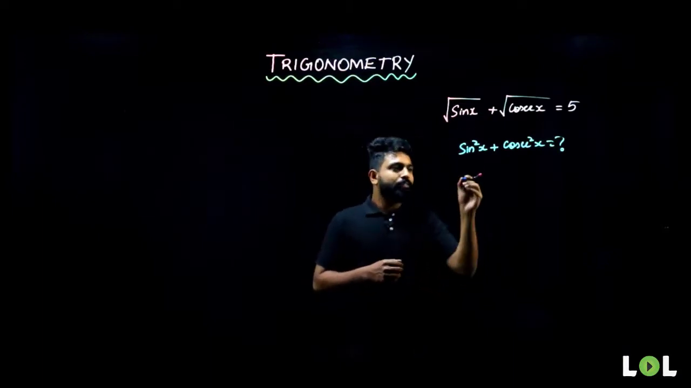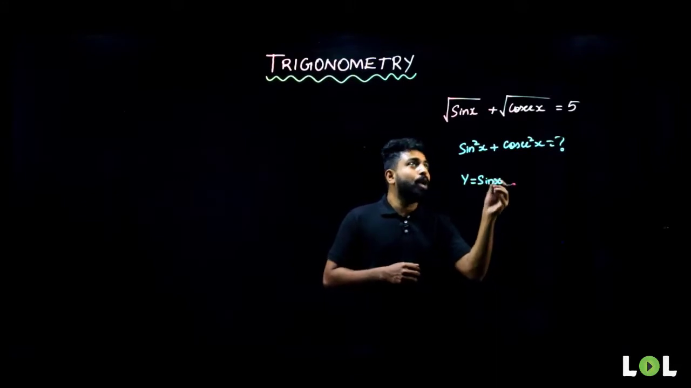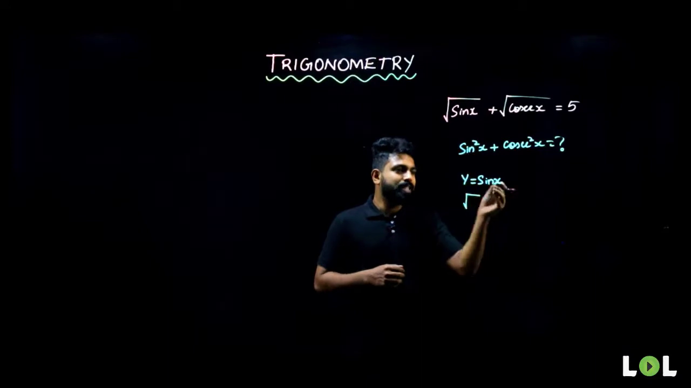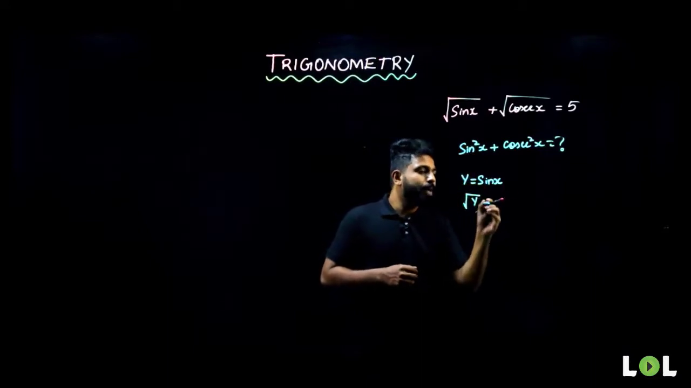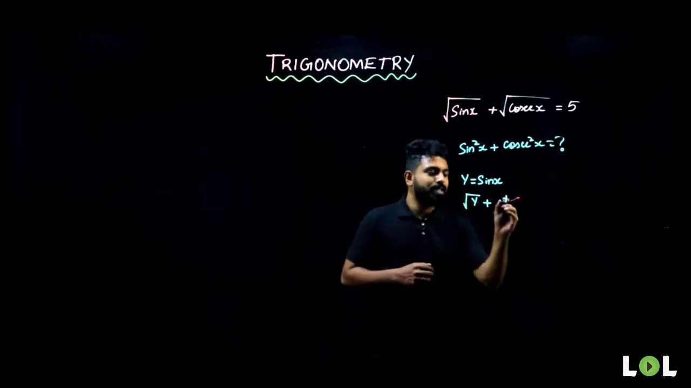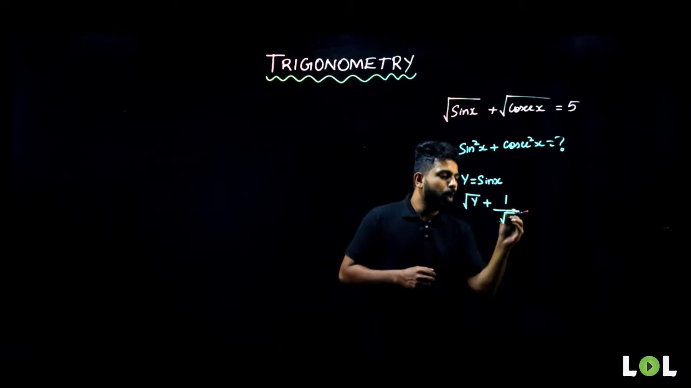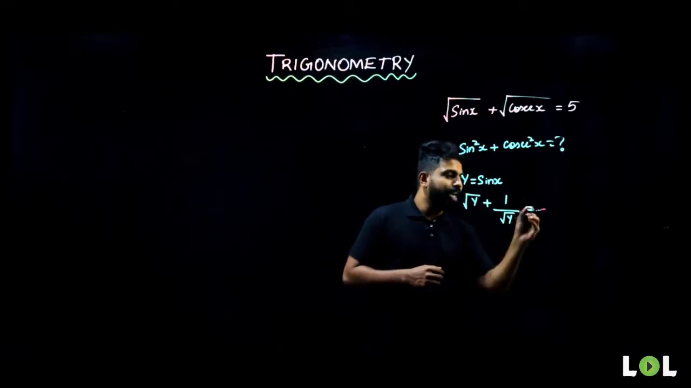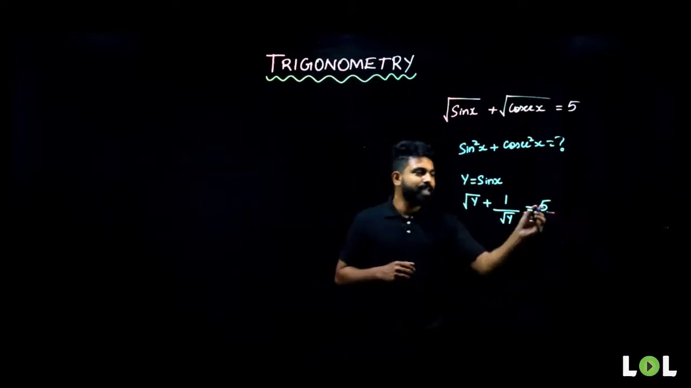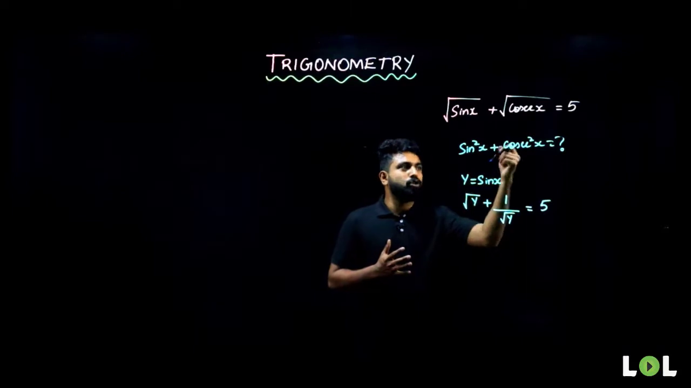See, if I take my y to be sin x, then how can I write this equation? I can write this equation as root of sin x, that is nothing but root of y, plus what can I write my cosecant x as? 1 by sin x, so that is nothing but 1 by root of sin x. So it will be 1 by root y, and we know that value to be 5 here. So they have given us that value as 5. Now we need to find out sin²x + cosec²x.